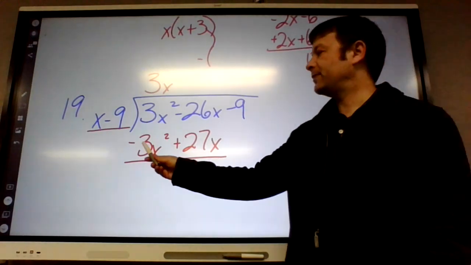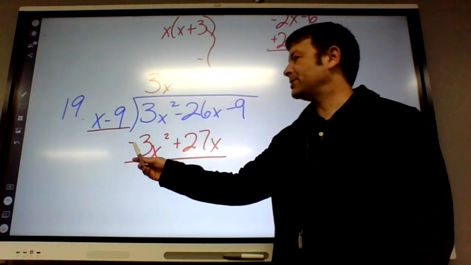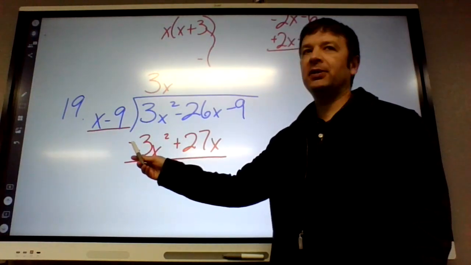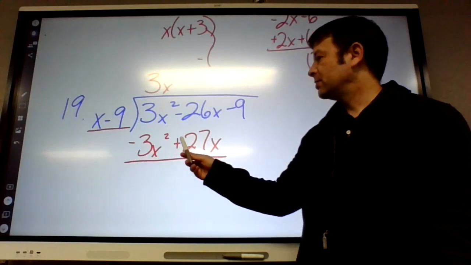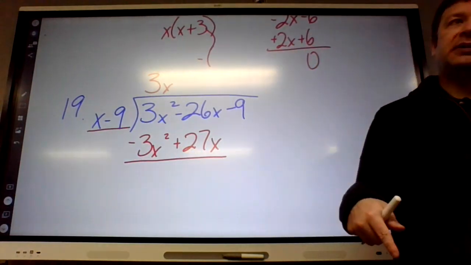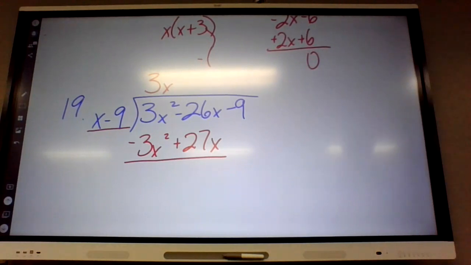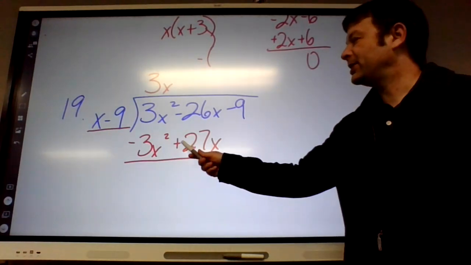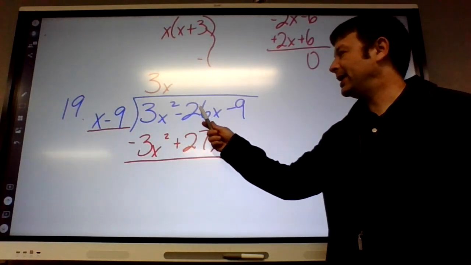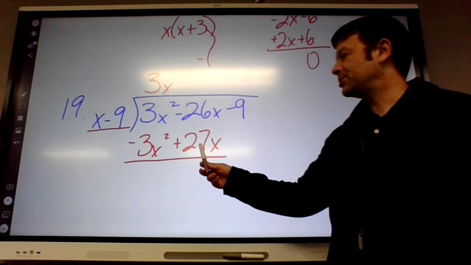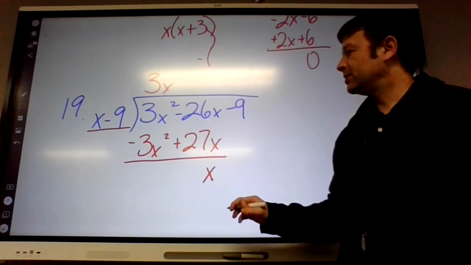No, I flipped it on both of them. This was a positive, so I made it a negative. So you just switch both of them. If you subtract a positive, it's just subtraction. If you subtract a minus, it becomes a plus. Anyway, negative 26 plus 27 is 1x.